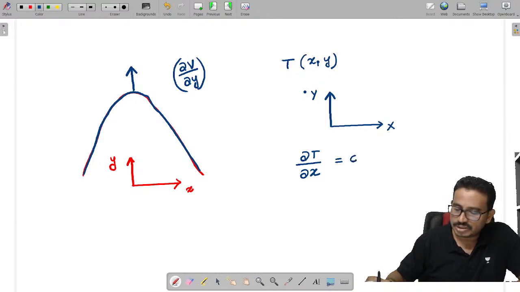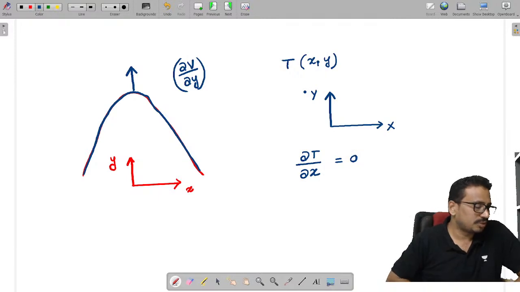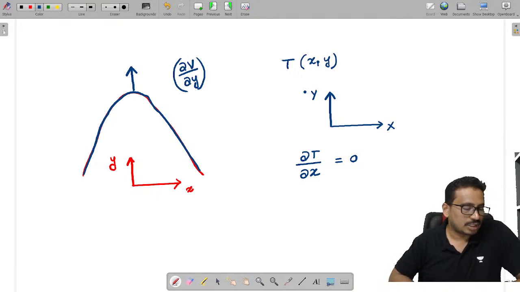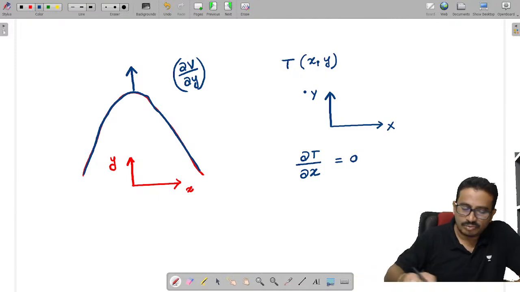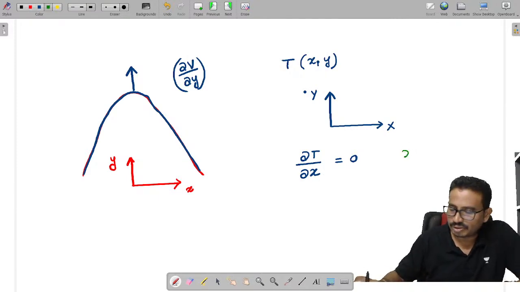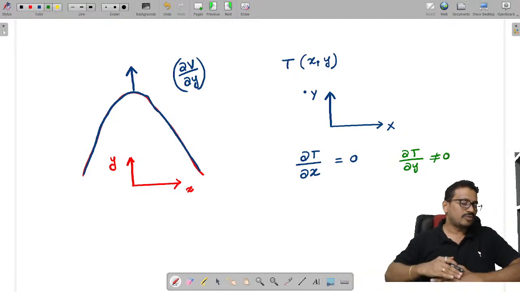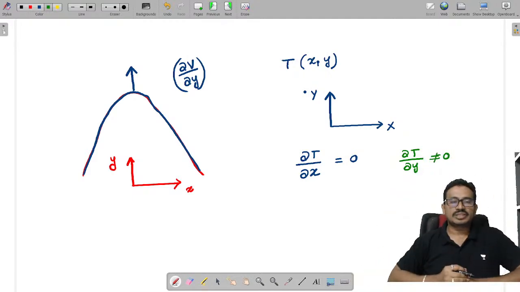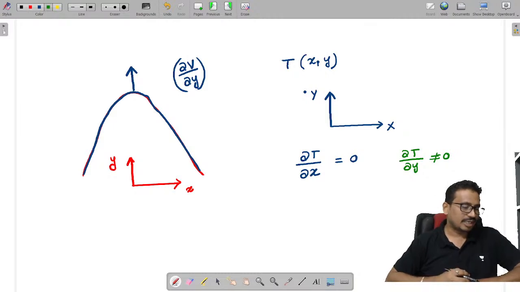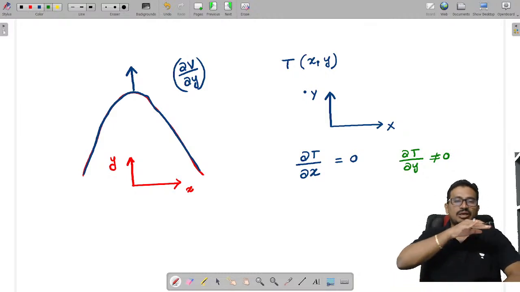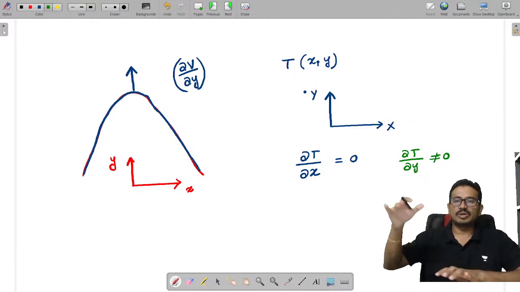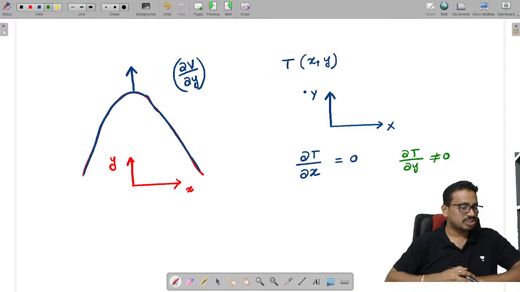We cannot observe much difference. It is almost equal to 0. Whereas if I move vertically, that means along the y direction, there is a temperature variation which is definitely non-zero. But horizontally, if we move 1 kilometer, you cannot find much change.